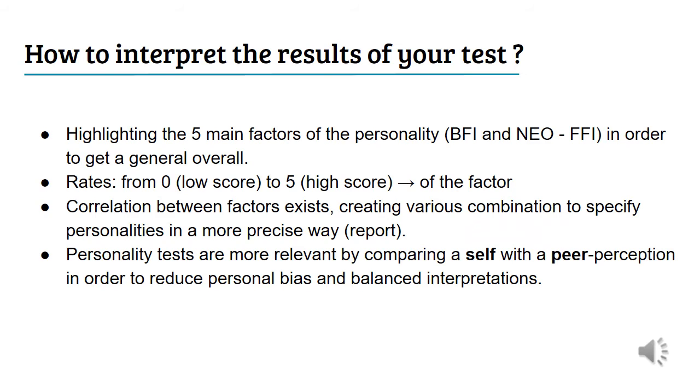Now in this part, we're going to talk about how to interpret the results of your personality test. Each personality test highlights the 5 main factors of the personality in order to generate an overall view of your characteristic and how to interpret them. The more precise the tests are, the more precise assumptions you can get, and mostly you can also have some correlation between various factors that can be mixed together in order to be more precise.